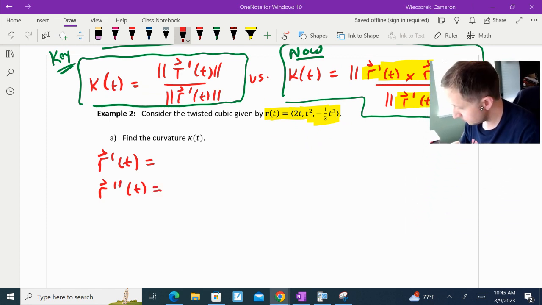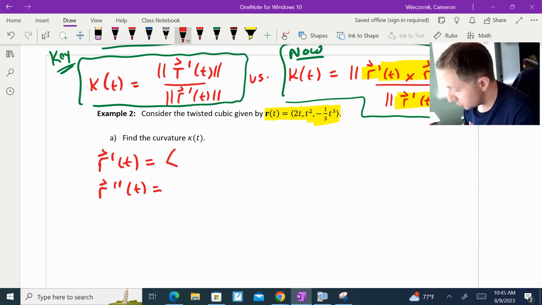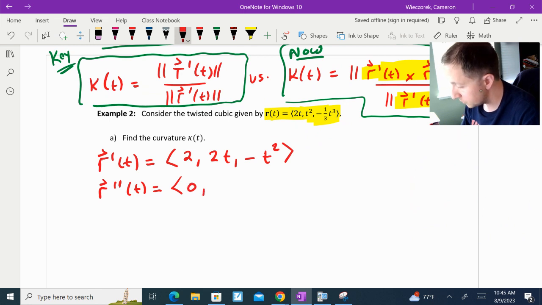Here we go. r prime, taking the derivative of the position function here that they gave me, the space curve, we get 2, we get 2t, and we get negative 3/3 would be negative 1, so negative t squared, just using a little bit of power rule. And then the second derivative: the derivative of 2 would be 0, the derivative of 2t would be 2, and the derivative of negative t squared would be negative 2t.